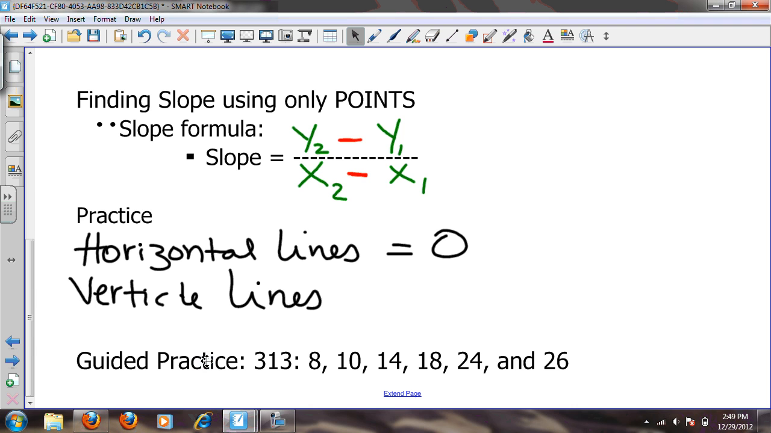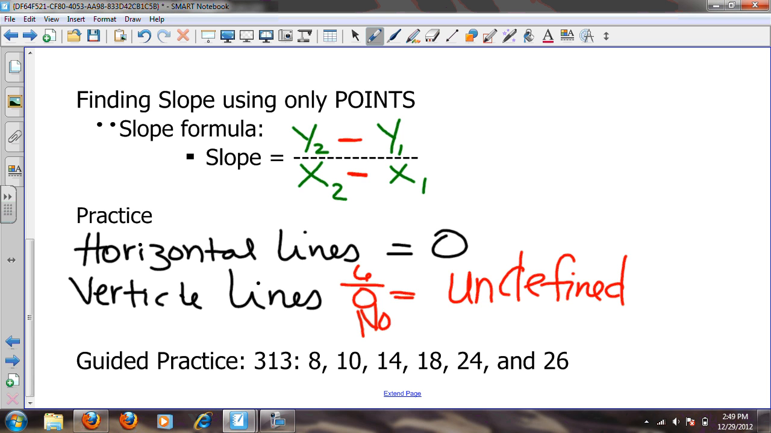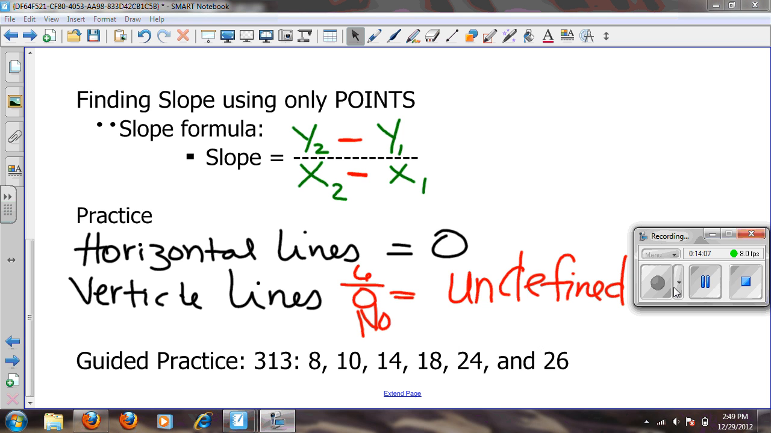When you look at a vertical line, it means there's no change in the x. So if there's no change in the x, that means I have some number 6 over 0. Can I divide by 0? No. So this is undefined. Make sure you know about horizontal and vertical lines, how to write a negative slope, and what direction a positive and negative slope will go. That concludes the video.